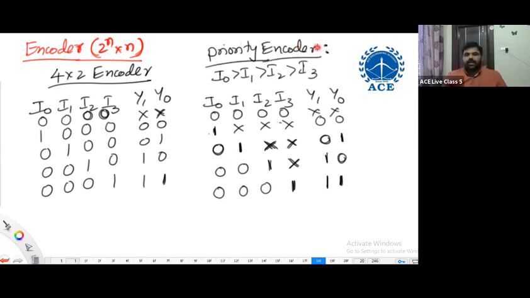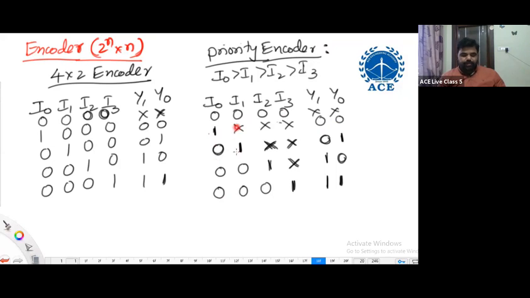According to the predefined priority, the table changes. For this defined priority, I0 greater than I1 greater than I2 greater than I3, this is the table. So if the highest priority 1 is ready for transmission, priority will be given to that. If not that, next priority 1. If not these two, third priority 1. If not these three, fourth priority 1. If not, we are representing with zeros. If highest priority 1 is enabled, then remaining may be enabled or disabled, doesn't matter.